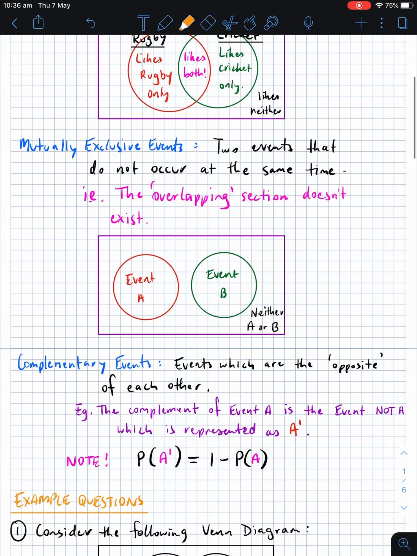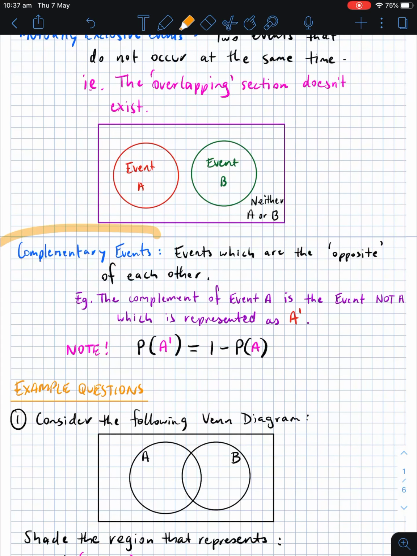Okay, next word I need you to remember is mutually exclusive events. These are 2 events that do not occur at the same time, i.e. the overlapping section just doesn't exist. You can't like both of the events at the same time. It just isn't possible. And this is what it looks like in a Venn diagram. Literally, the events are completely separate. There's no way that you can be in both circles at the same time. There's no overlapping part. You can still like neither, but there's only going to be 3 regions in this case when it's mutually exclusive.